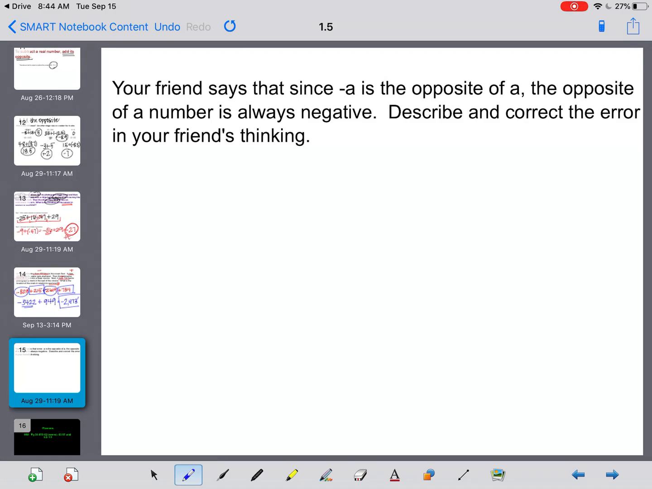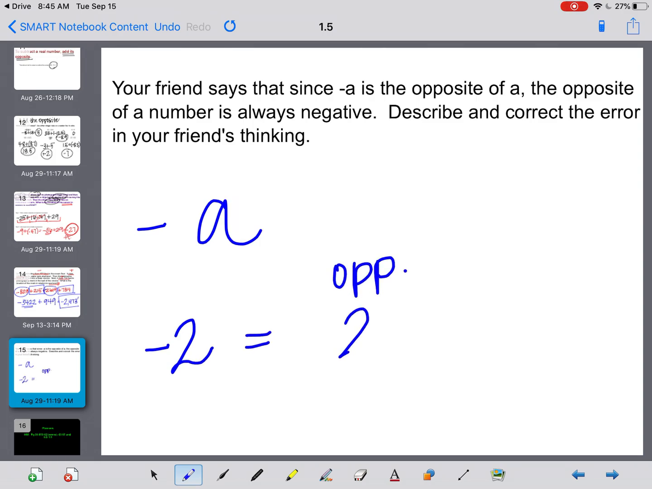Okay, last word problem. Your friend says that since negative a is the opposite of a, the opposite of a number is always negative. Describe and correct the error in your friend's thinking. Okay, so if this means the opposite of a, does that always mean that the opposite of a number is going to be negative? The answer is no. If I give you the number -2, what is the opposite of -2? Just +2. Okay, so that's how we can correct their error.